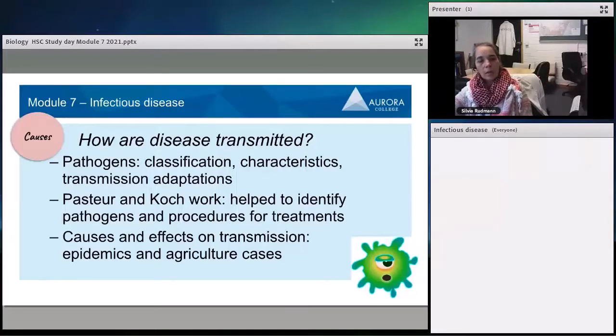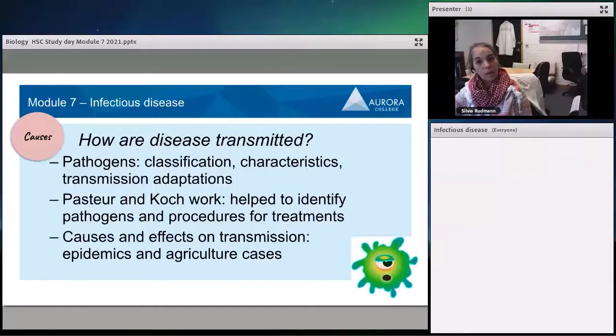And then the next one is causes and effects on transmission, all right? So learn some epidemics and agriculture cases. Please learn about COVID, right? Please learn about the Spanish flu. Please learn about other epidemics and pandemics that we have had in previous years, because we can compare the impact and how those pandemics lasted longer due to the lack of technology, and how this pandemic is sort of controlled, right?